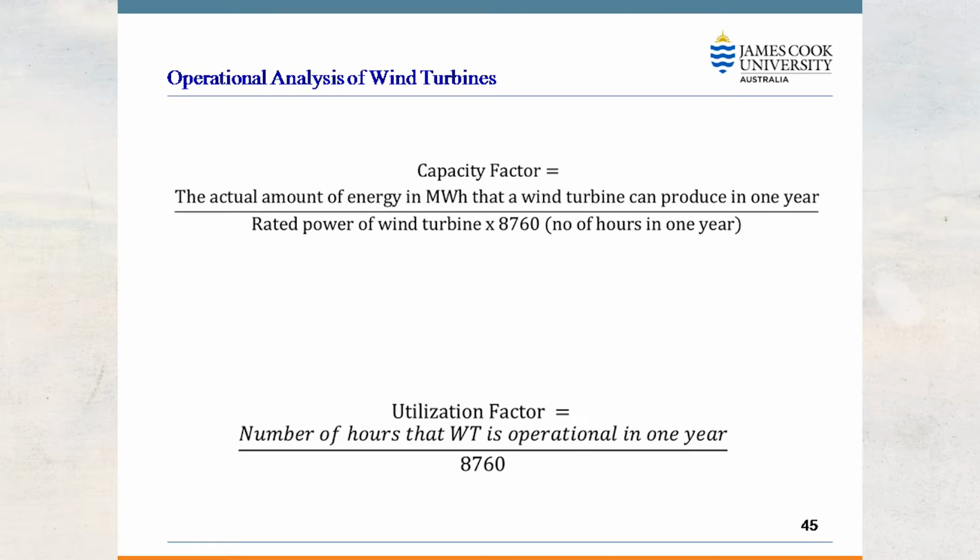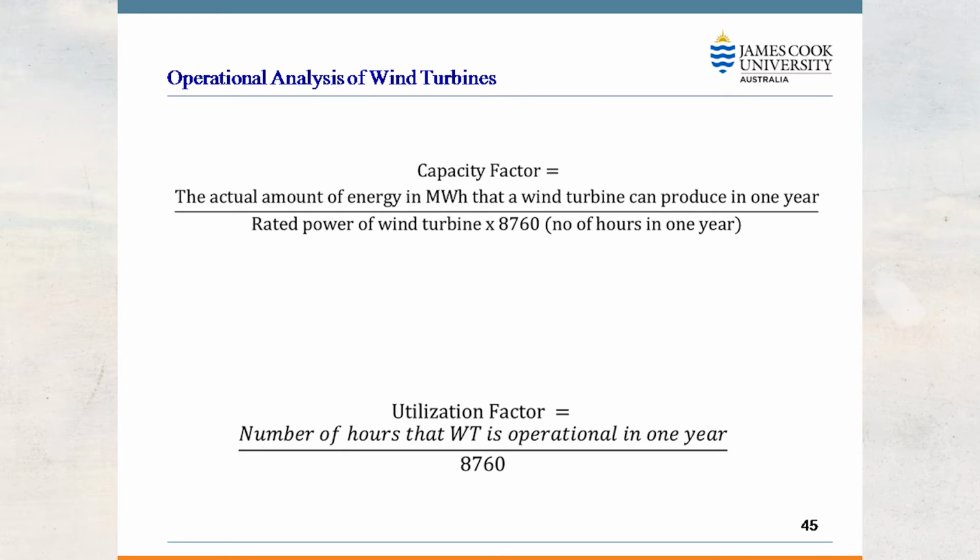I said the capacity factor is the actual amount of power or energy, kilowatt hours or megawatt hours, that a wind turbine can produce in 1 year, divided by the rated power multiplied by the number of hours in 1 year.